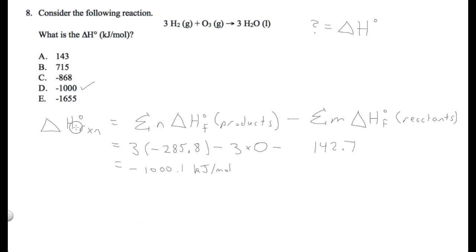Okay, so notice here that we were having a lot of trouble with picking the wrong row in the table. So you have to be very careful here. Pay close attention to whether you're looking at a gas or a liquid, and pay close attention to the subscripts. Here we're not looking for O2, we're looking for O3. So you need to take your time and be careful to get the correct numbers from the table.